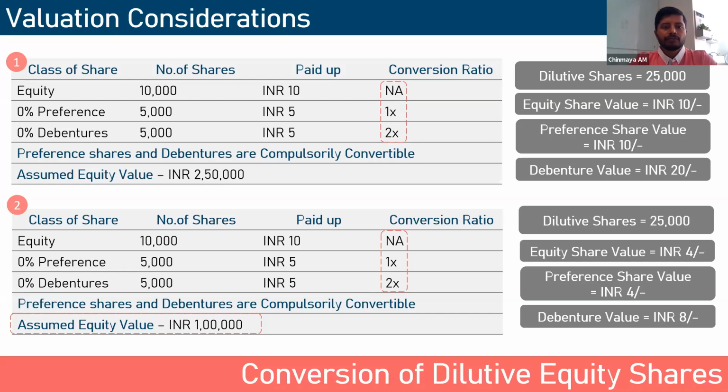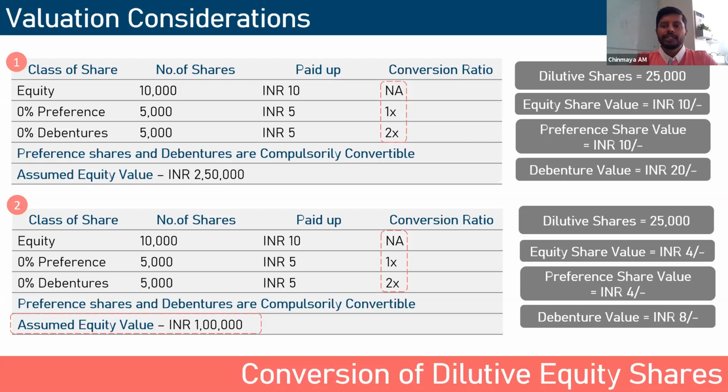Next example. I think everything is the same as the above example. Even preference and debentures will have a compulsorily convertible clause, but the value is 1 lakh. In the above, the value was 2.5 lakhs. Here the value is 1 lakh. So the dilutive number of shares is the same. When we compute the valuation now, 1 lakh divided by 25,000 shares will give equity value as ₹4. And the preference share value would also be the same because that is 1:1 conversion. Debenture value becomes 8.